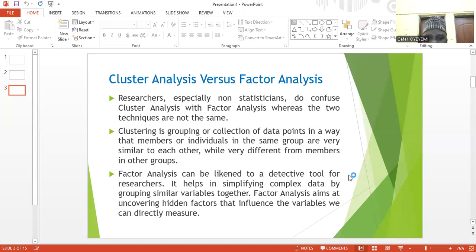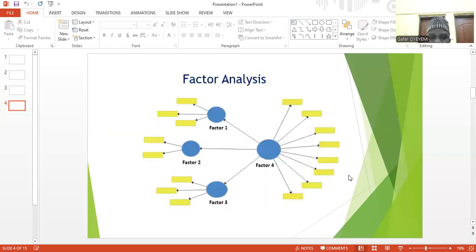Whereas factor analysis can be likened to a detective tool for researchers. It helps in simplifying complex data by grouping similar variables together. The variables that are related, highly correlated, will be grouped together. So factor analysis aims at uncovering hidden factors that are likely to influence our observed variables. So that is what we call factor analysis.